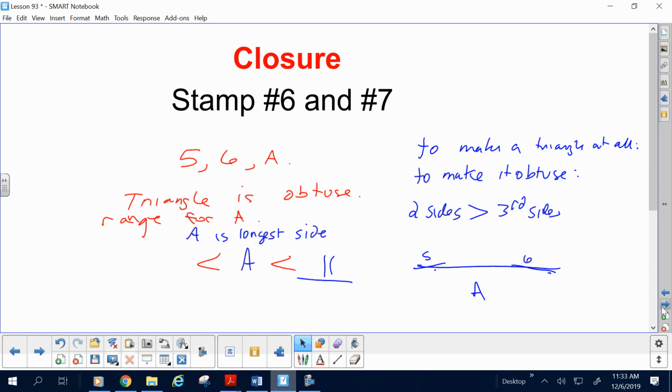That's not possible. You cannot be greater than 11 and less than root 61. There is no number that's greater than 11 and less than root 61. How can you be more than 11 but less than root 61? So you know they have to be big.